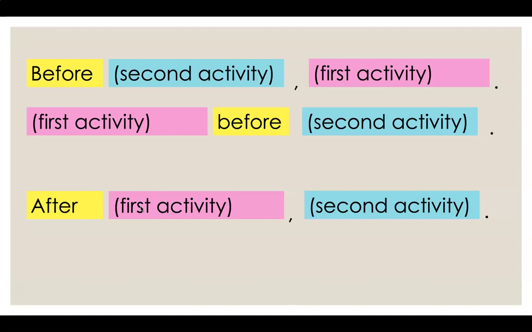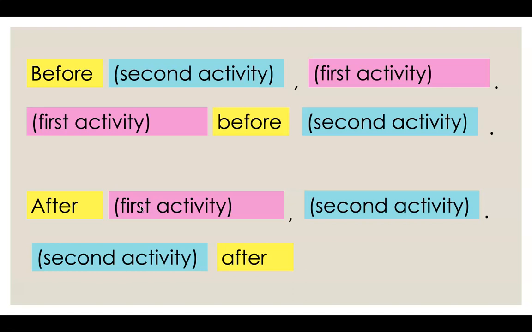How about if we want to put after in the middle of the sentence? Yes, we should put the second activity first, then the word after, then the first activity, and of course, a full stop at the end. Again, if you want to put after in the middle of the sentence, please don't put a comma in the middle. But if you want to put after at the beginning of the sentence, then you will need a comma here. So, as you can see in the two sentences here, the first activity always comes next to after.